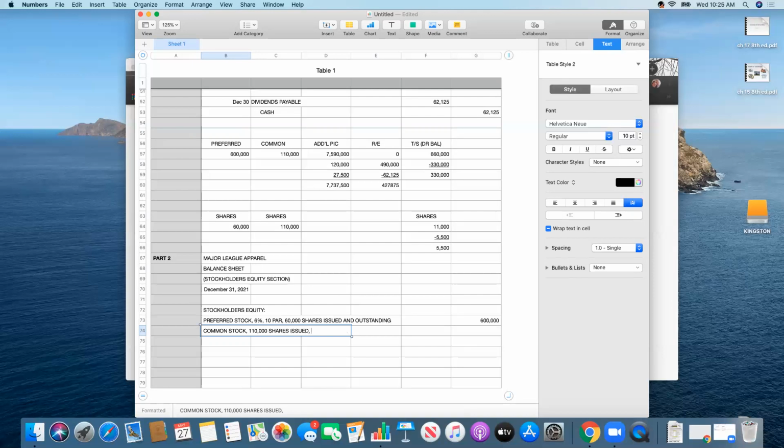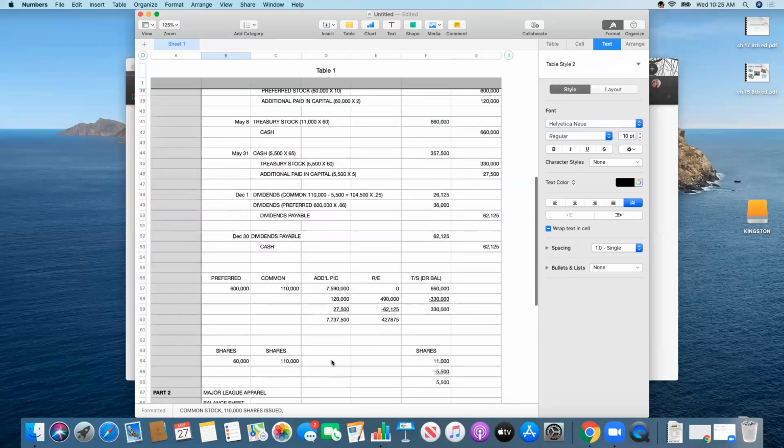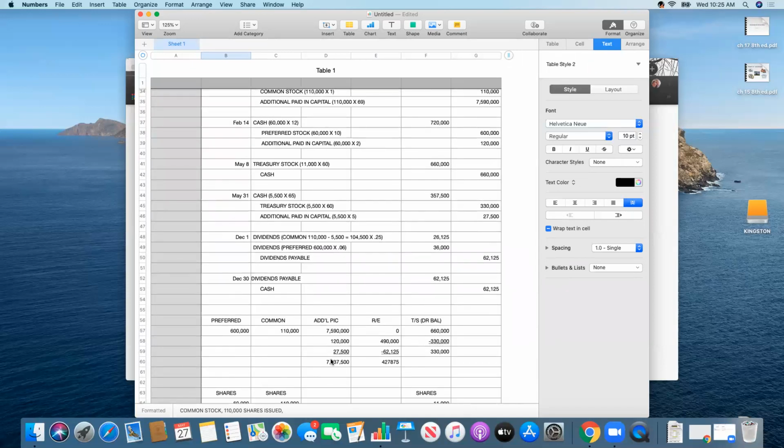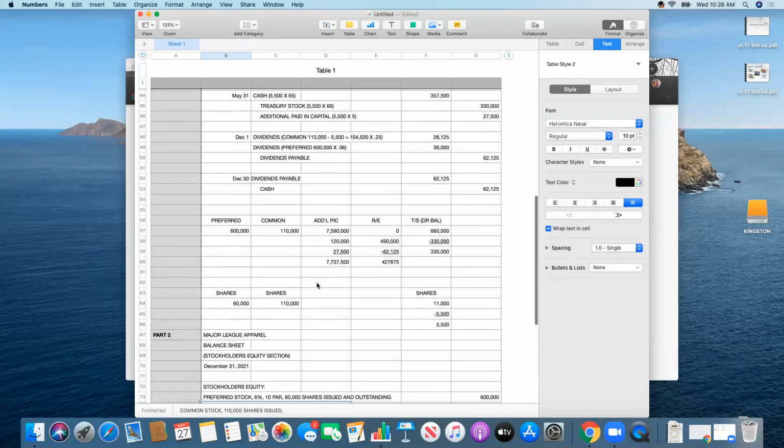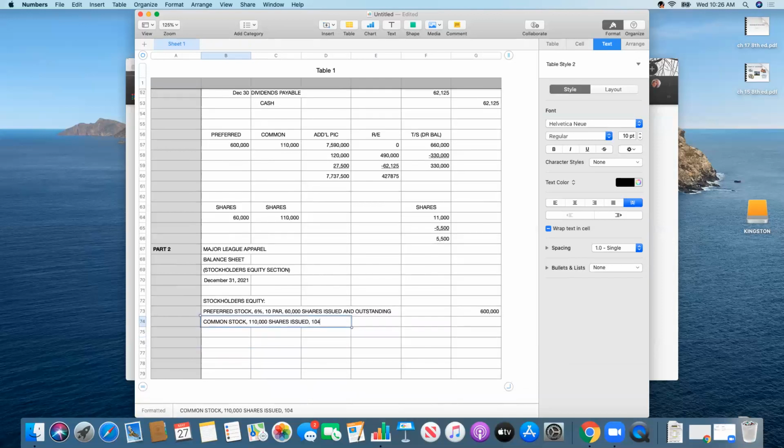How many shares outstanding? Now we had to compute the outstanding shares when we paid the dividend. Remember we did that up here? It was 104,500. It's the issued shares minus the treasury stock. 104,500 shares outstanding, and that comes out to $110,000. This 110, this 110.